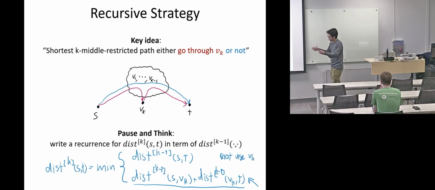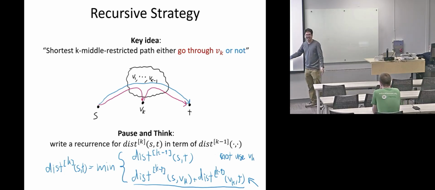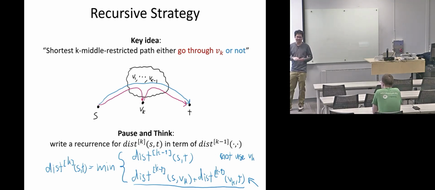Good. So that's the correct recurrence. And how many subproblems are there here? That should not be hard. N cubed, right? Yeah. K ranges from 1 up to n, and for S and T there are n choices each. That's n cubed. So that's more subproblems than the previous idea.